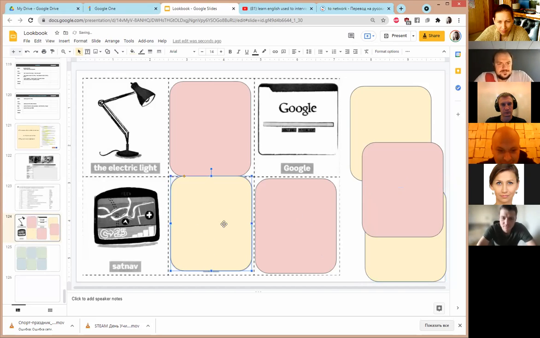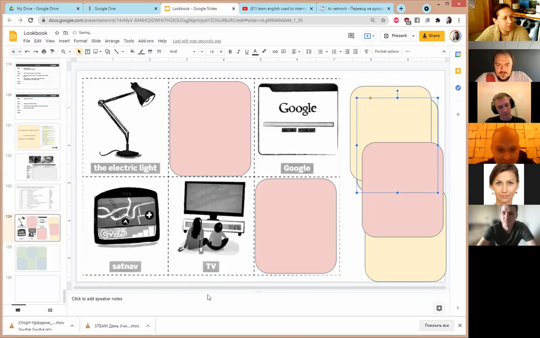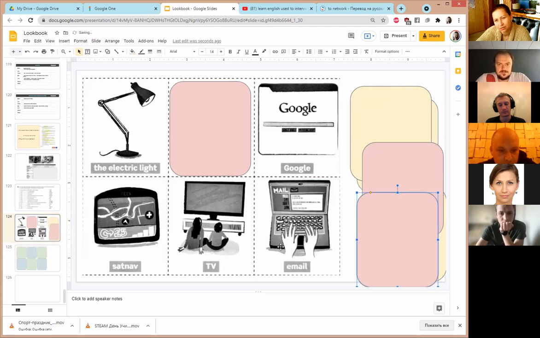Good. Vova, something about this yellow thing. How did it change the world? People used to read books, and now people watch TV. Again, you need to use a verb. People used to read books, and now watch TV. And now they watch TV. Okay, good. The next one here. How has it changed the world?